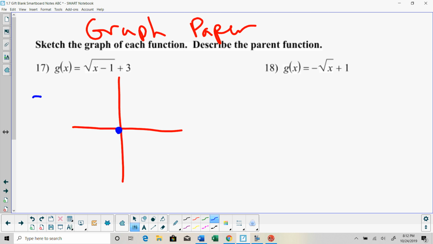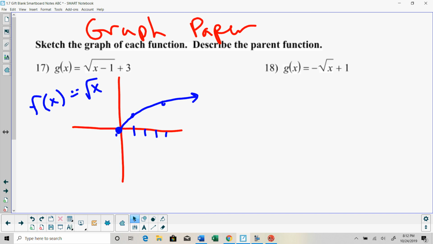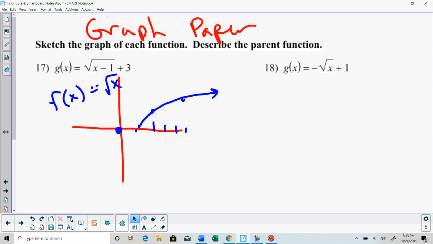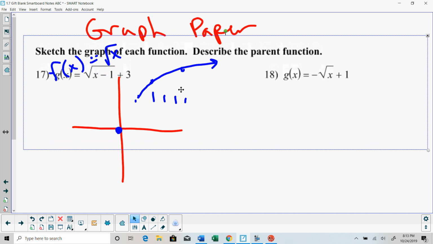So remember, if my parent function is square root of x, then it goes through (0, 0), (1, 1), (4, 2), and so on. So my parent function is going to look kind of like this. But with this x minus 1, that's going to shift this whole graph, boy, that's not what I wanted to happen, 1 unit to the right. So that was not too bad. That shifted it just about 1 unit to the right. And then it's going to shift it 3 units up. I'm shifting everything up, but you get the idea. So this is a square root, shifted 1 unit to the right, 3 units up. And you're going to graph that on graph paper.